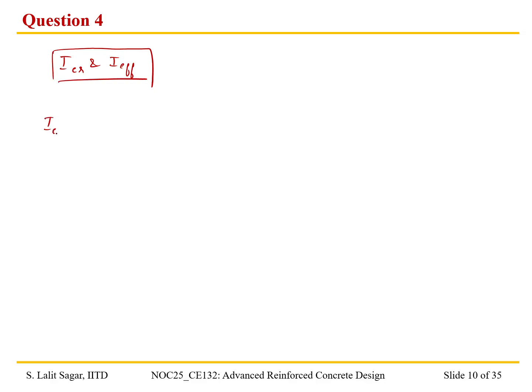So this ICR value is given by bx cube by 3 plus m into AST into d minus x squared. This is determined by the parallel axis theorem, which you might be familiar with from the concepts of engineering mechanics.